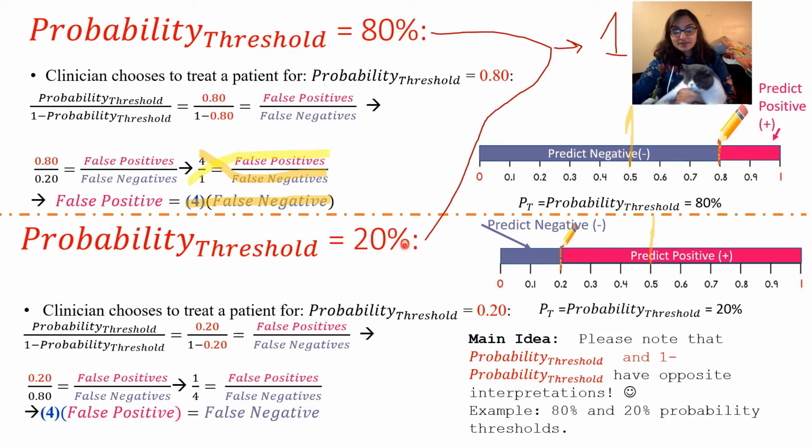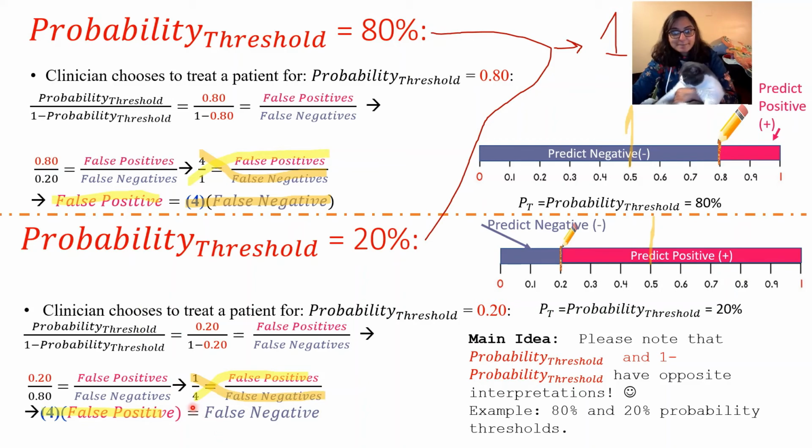Whereas if we use the exact opposite, 1 minus this probability threshold, if instead our probability threshold is 20%, where these two sum up to 1, we look at 20% now. So instead of 80%, we plug in 20% in this formula. 20% over 1 minus 20% equals false positives over false negatives. Then this ratio just becomes, instead of 4 over 1, it's 1 over 4. And similarly, we do this cross multiplication for false positives is equal to 1 false negative.